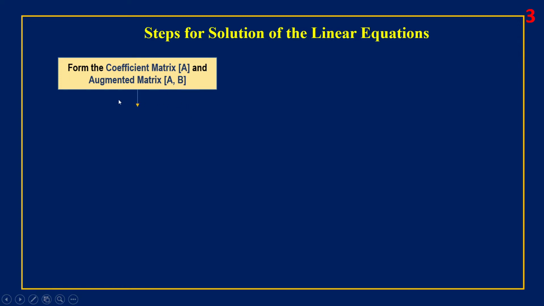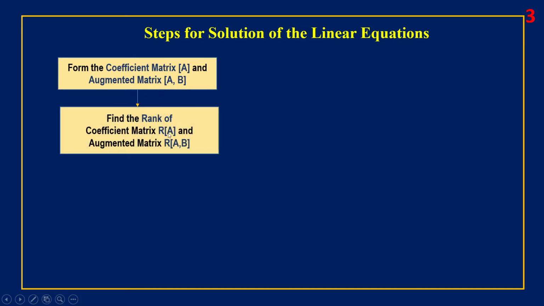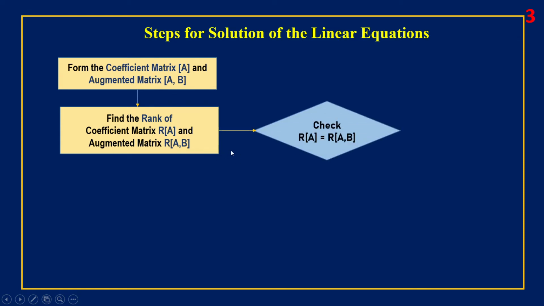After the formation of the coefficient matrix and augmented matrix, we need to find the rank of the coefficient matrix, which is represented as R of A, and of the augmented matrix, R of AB. We need to find both ranks. Then we need to compare them. Check whether R of A equal to R of A comma B. That means check whether the rank of the coefficient matrix is equal to the rank of the augmented matrix. So there are two cases, no and yes.